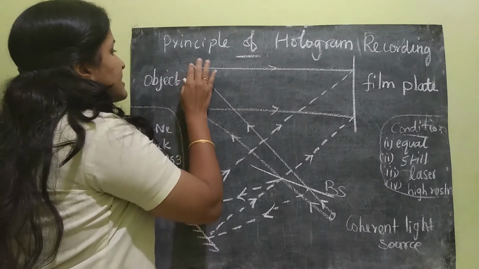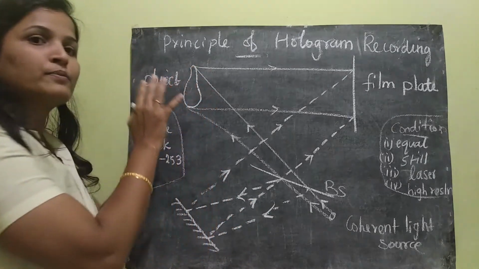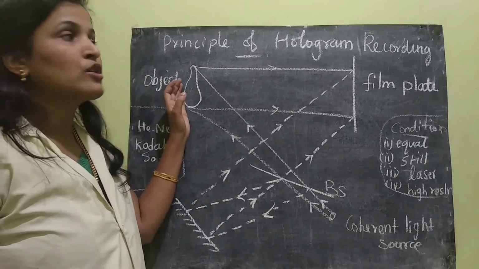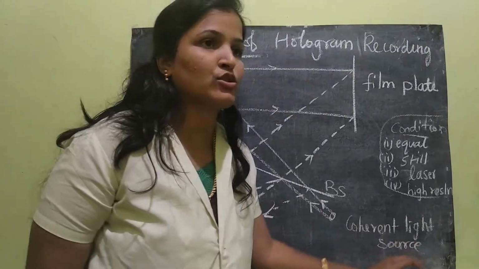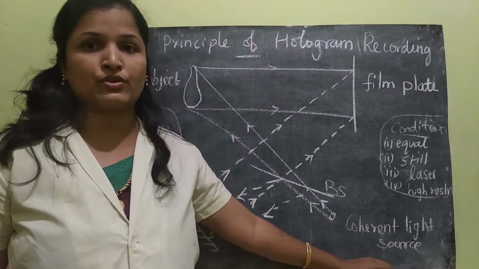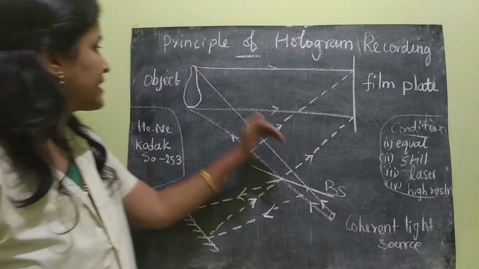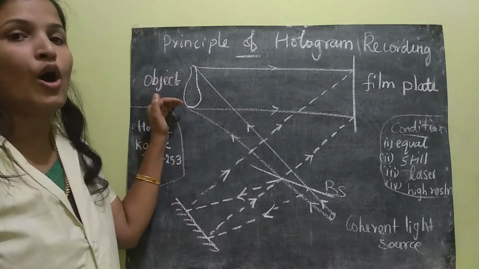So first we'll see the object. So this is the object to be recorded. Okay, so this object is illuminated by the coherent light source, that means the laser source. So the laser source is illuminated towards the object.